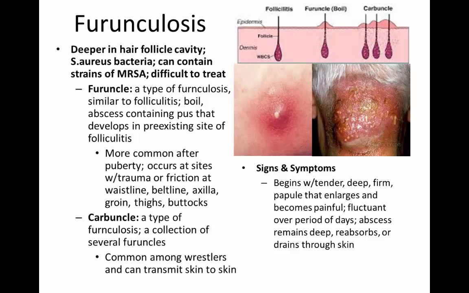A carbuncle is a type of furunculosis. It is a collection of several furuncles. They are common among wrestlers and can be transmitted from skin-to-skin contact. Signs and symptoms begin with tender, deep, firm papules that enlarge and become painful. They may fluctuate over a period of days. Abscesses remain deep and reabsorb or drain through the skin.